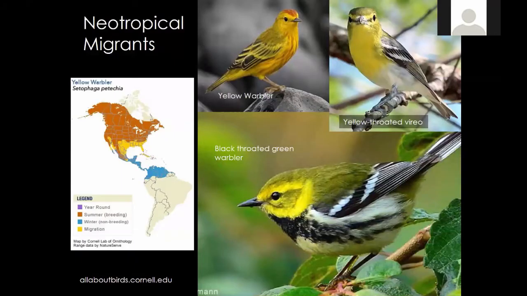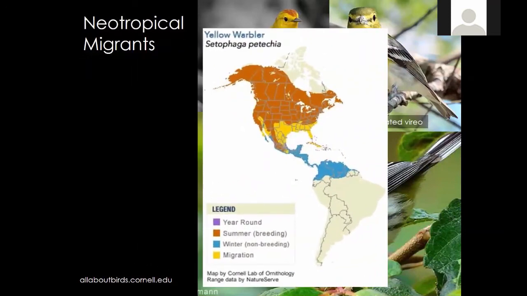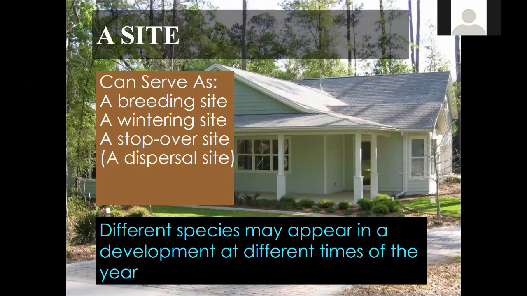An example of this is the yellow warbler. When you have the yellow warbler breeding, you can see up above Georgia, it's migrating through the southeast and the southwest, and then to Mexico and the Colombian Basin. So I think the take-home message from this is that a site can serve as a breeding site, a wintering site, a stopover site, or dispersal site. A lot of people only think breeding, but there are a lot of different values for small fragments and trees, even for birds that breed in continuous large forest patches.